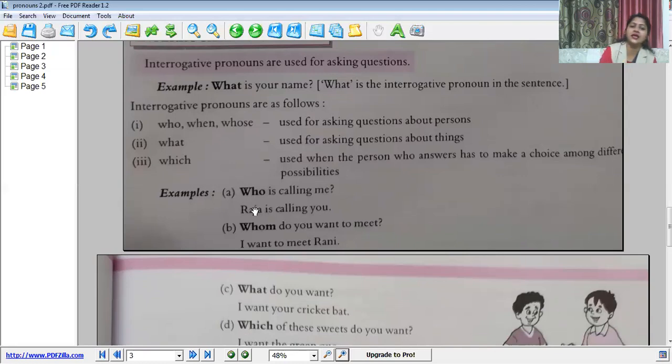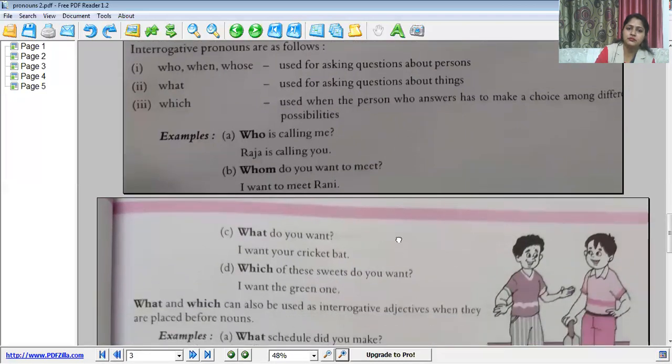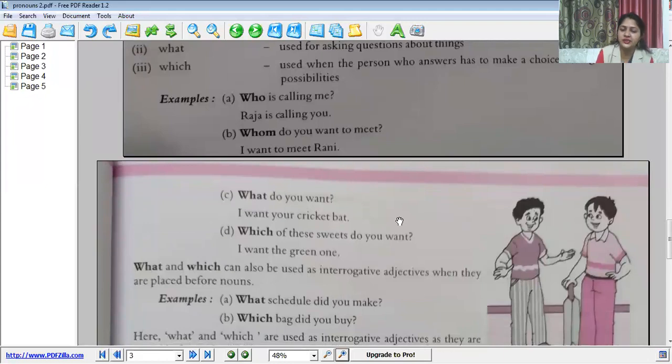Now let's see the examples, it will become more clear to you. Who is calling me? Raja is calling me. So we have used it for asking questions about persons. Whom do you want to meet? Again, whom? I want to meet Rani. See the next one. What do you want? I want your cricket bat, for a thing. Now which of these sweets do you want? Again, there's a choice which is given. I want the green one.